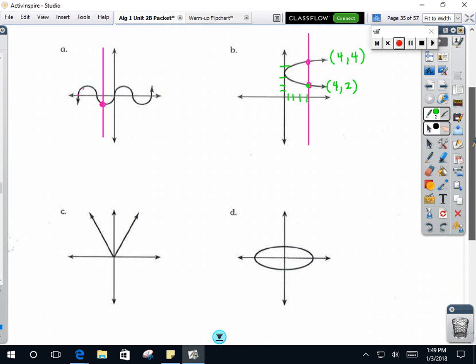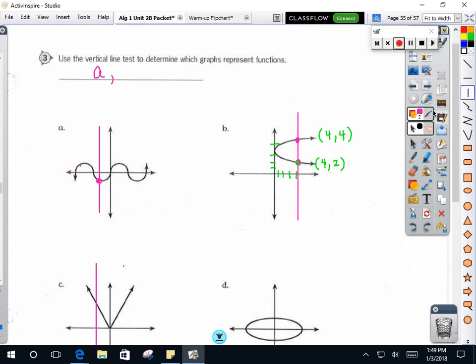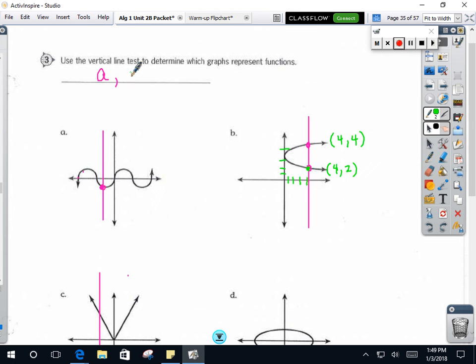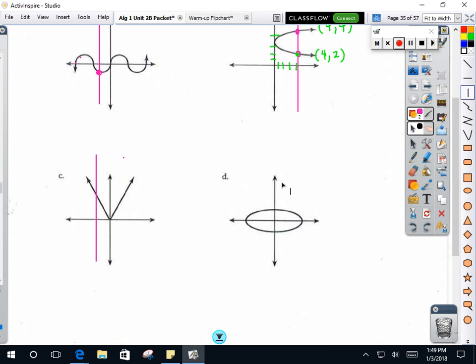Okay, what about C? Would it pass the vertical line test? Yes, no matter where I draw it, it only hits it once. So C is also a function. And then what about D? It fails the vertical line test because it hits that relation in 2 different places. So it's still a relation, it's just not a function. Okay, now turn to page 19.